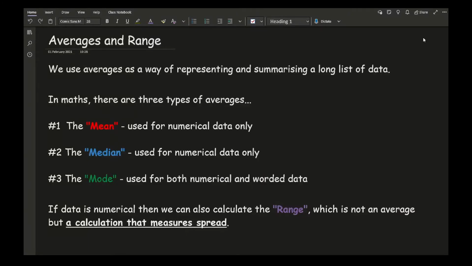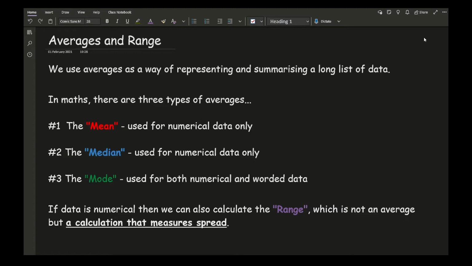Now we use averages as a way of representing and summarising a long list of data. In maths there are three main types of averages that we can use, and which average you use depends on what data you're actually working with.